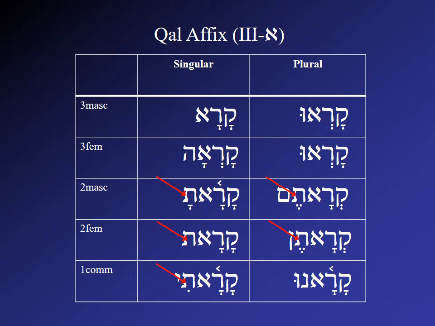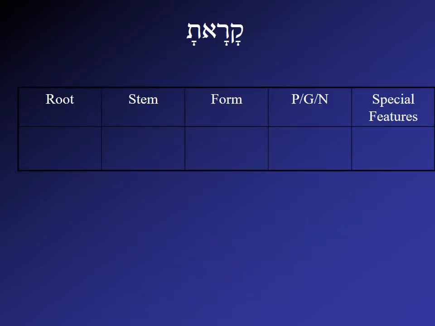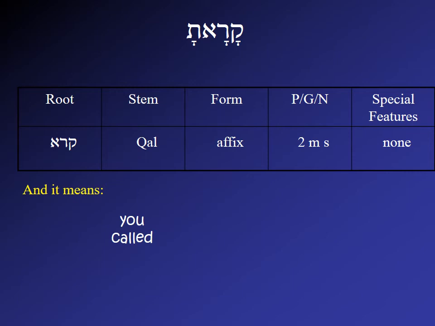Now, if you encountered one of these forms in the wild, you would probably recognize it fairly easily. The harder thing is producing the form, which is an important thing to be able to do, but is not key to being able to read Hebrew. So this brings us back to our form from our sentence, which was karata. Now you can recognize the root kara, the stem Qal, the affix form, and the person, gender, number indicated by our ta, which we have just seen, second masculine singular. No special features. So if we translate, you called.